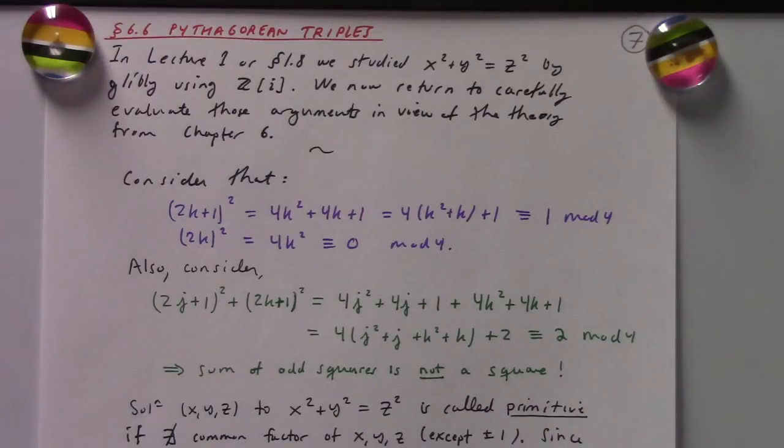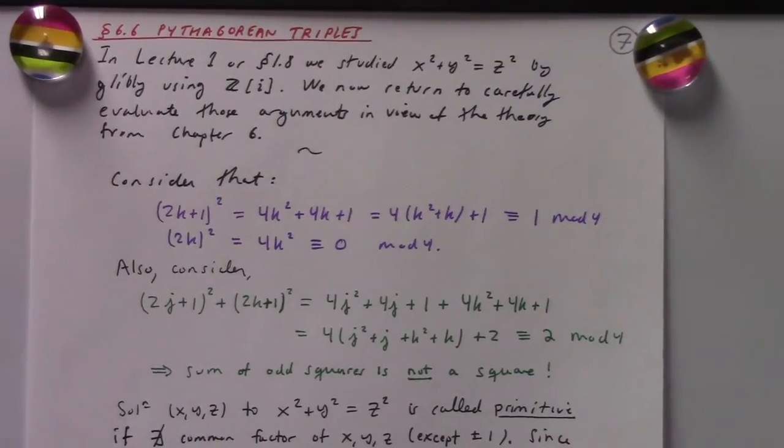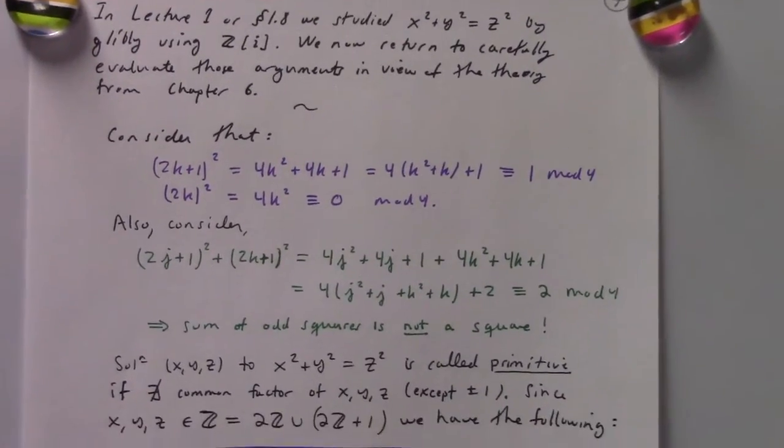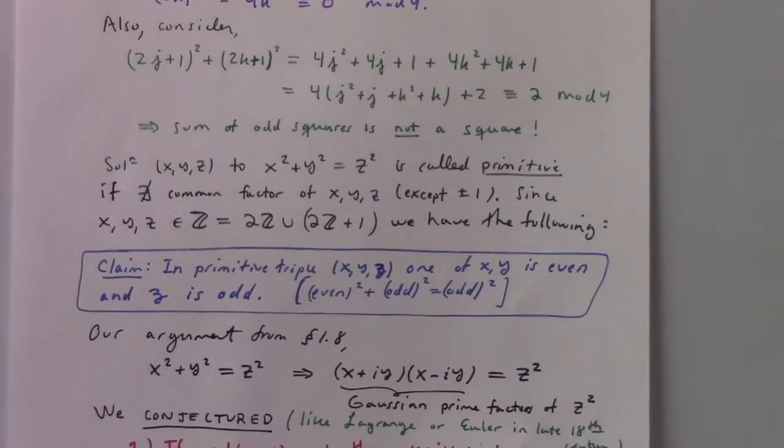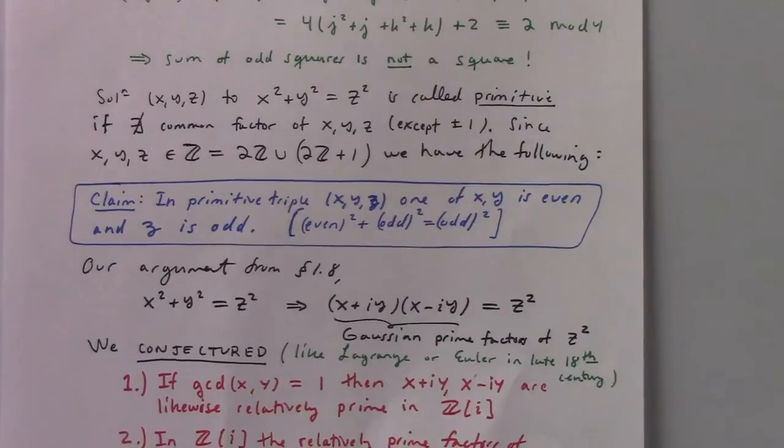Anyway, so basically our argument from section 1.8 back in the first lecture was that if we look at x squared plus y squared equals z squared, and we allow ourselves this sneaky trick of saying x plus iy times x minus iy equals z squared, well, that suggests certain things, right? We conjectured... Oops, sorry, I'm talking off screen.